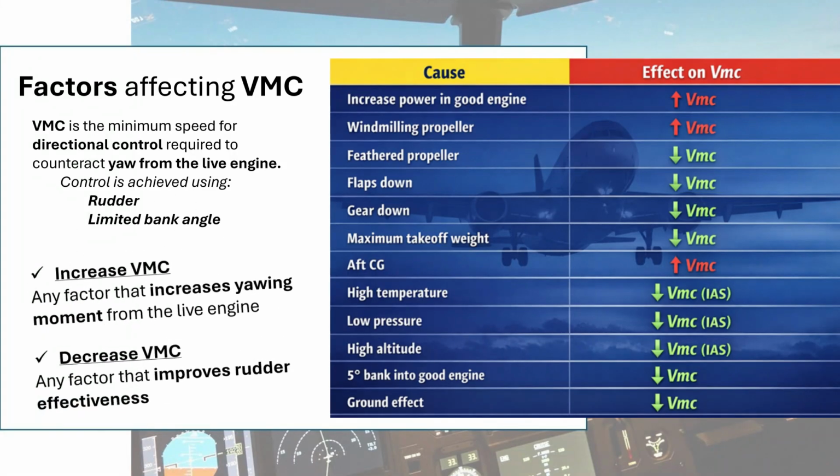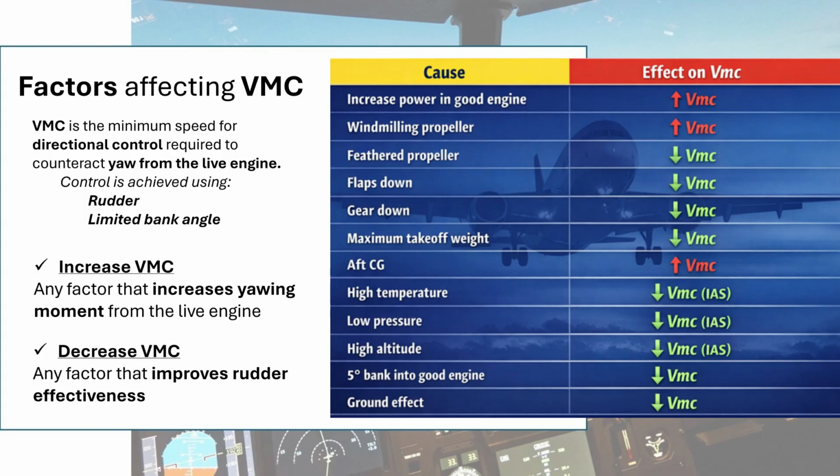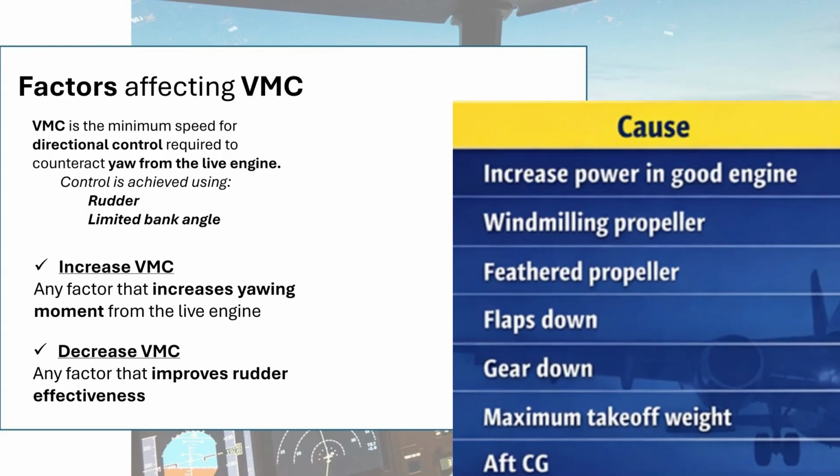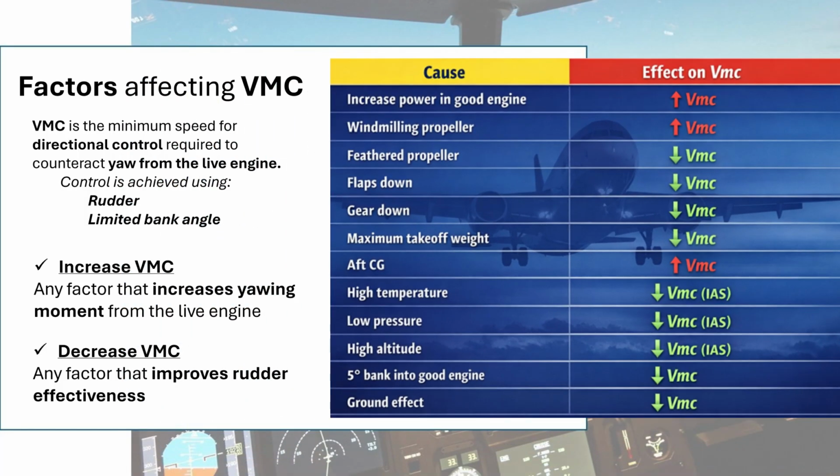Any factor that increases the yawing moment produced by the live engine will increase the VMC requirement. For example, higher engine thrust increases asymmetric yaw, and therefore increases VMC. Similarly, high density altitude indirectly increases live engine thrust, which again leads to a higher VMC. On the other hand, any factor that improves rudder effectiveness will reduce the VMC requirement.